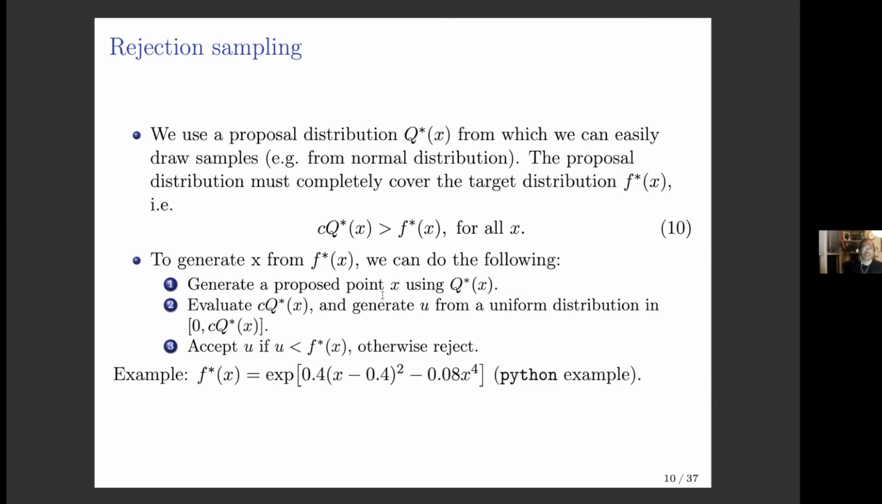First we generate X using this proposal distribution, and then we evaluate these quantities. Then we generate a number U between 0 and this value, the proposal distribution multiplied by the constant. And then we accept the sample if U is less than the target function. So here's another example.